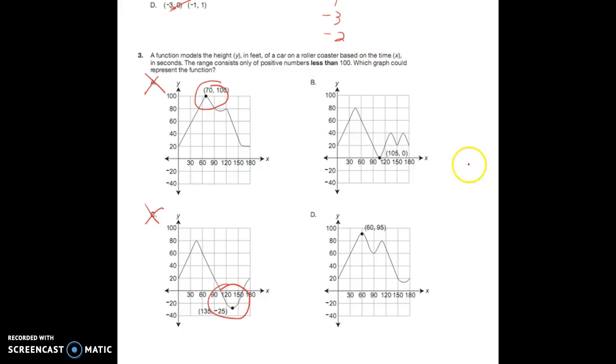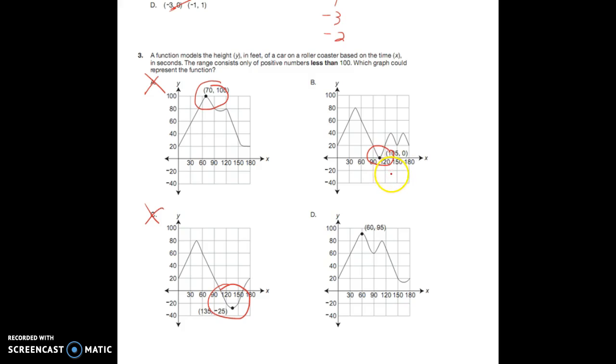I would also exclude B because of this point here. How come? Think about a roller coaster. When I get on the roller coaster, am I exactly sitting on the ground?